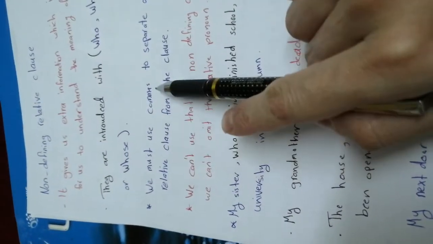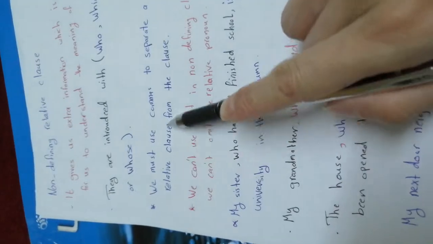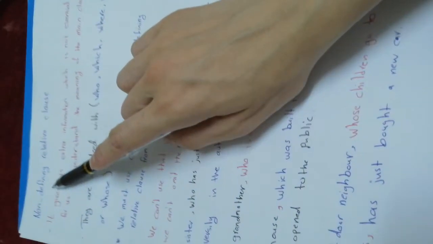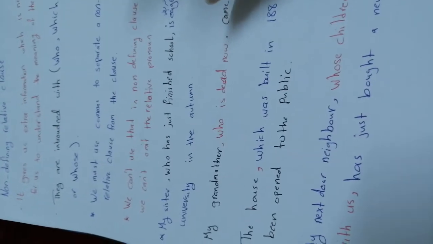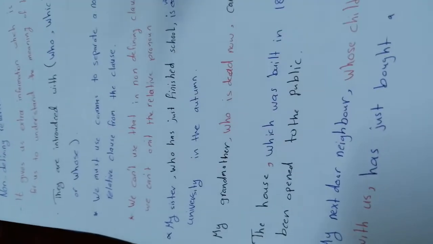We must use commas to separate the non-defining relative clause from the main clause. حكينا في defining clause ما بنقدر نستخدم commas. We can't use commas. But in the non-defining clause بقدر استخدم two commas around the clause اللي هو non-defining because I can remove it. أنا بقدر أشيله.